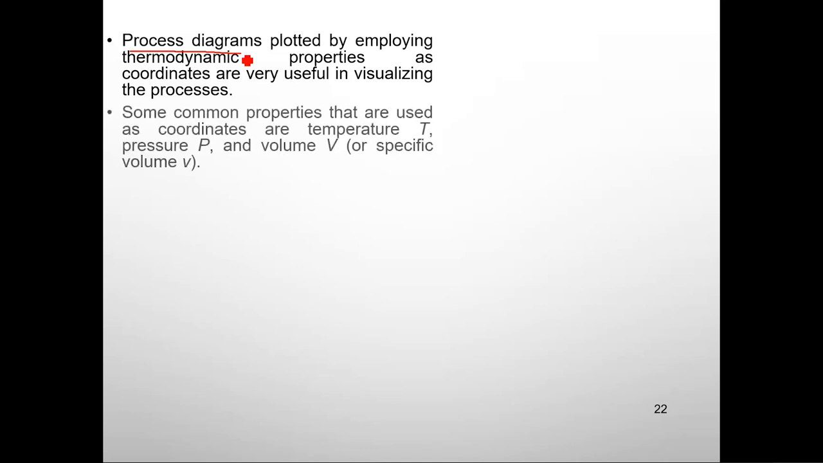Moving on, it says any physical process that you do can be represented on process diagrams. Process diagrams are nothing but two independent property axes that represent the process that is taking place. For example, if I am compressing a gas, that means I have a piston cylinder assembly. I initially have a higher volume and a lower pressure, and I now compress it to a smaller volume and a higher pressure. How to represent it schematically or graphically?